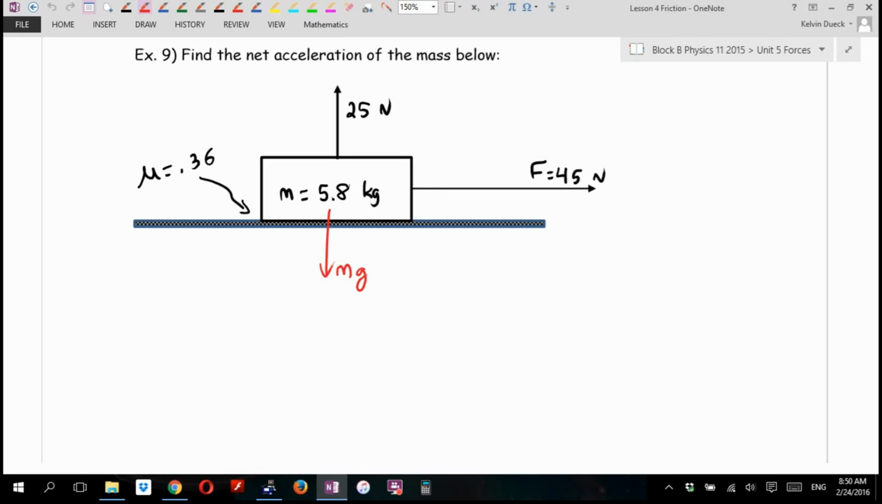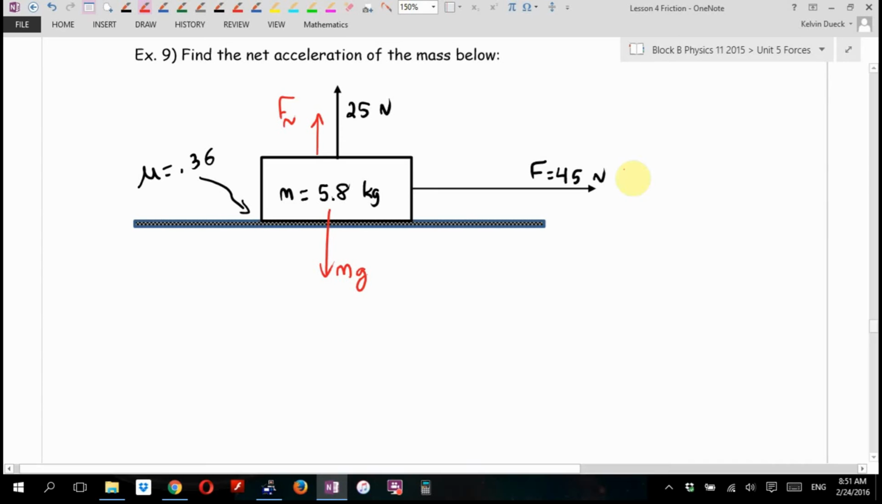25 newtons up is taking care of some of gravity. The normal force is going to be smaller because everything up is canceled out by everything down, but there's already something up canceling out some down. Which means friction is going to be less. This is why when you lift up as you slide something, it's easier to slide it. Is that okay, Kareem?